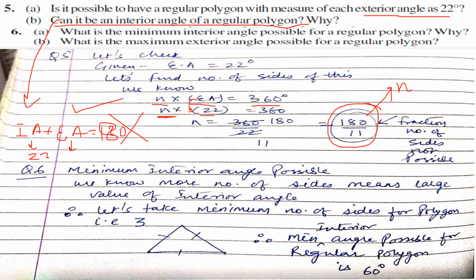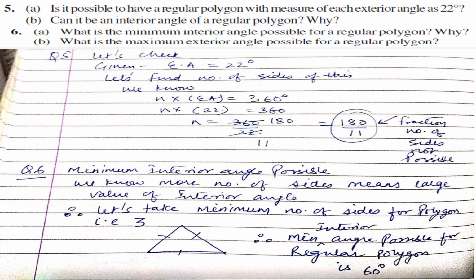After finding EA, just check the same thing. After finding the exterior angle, find the same thing and observe what the number of sides comes out to be. If the number of sides is a simple whole number, like 3, 4, 5, 6, 7 or more than that, then it is possible. If it is coming in fraction again, then it is not possible.